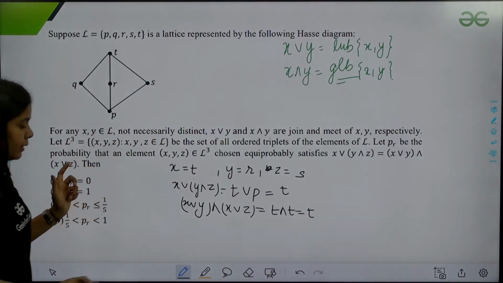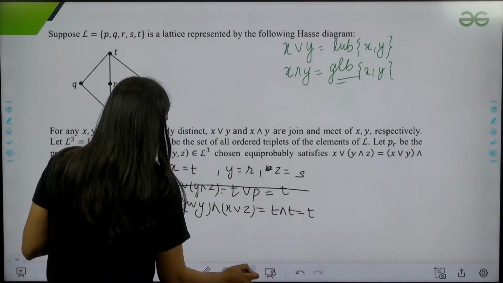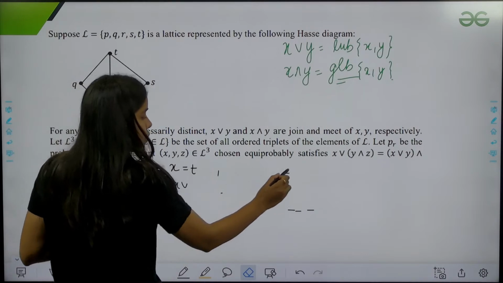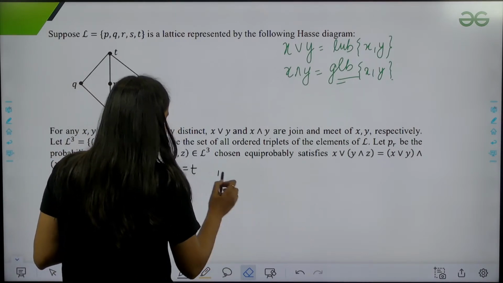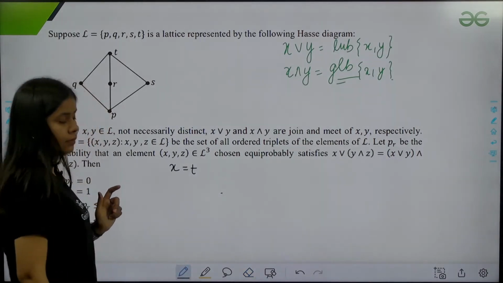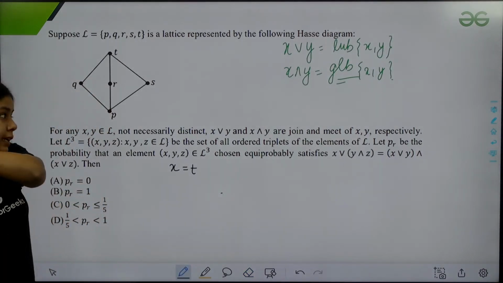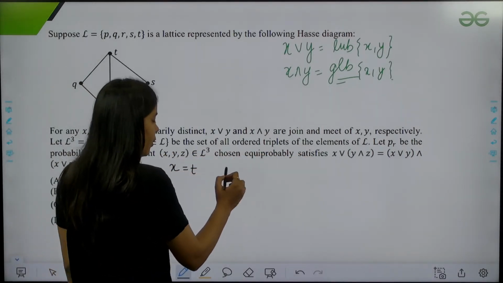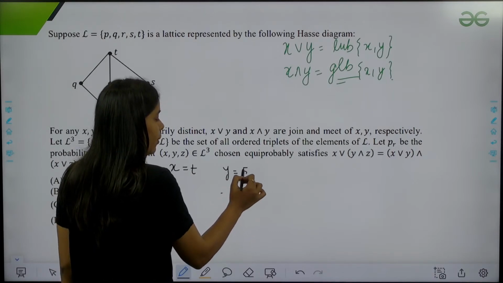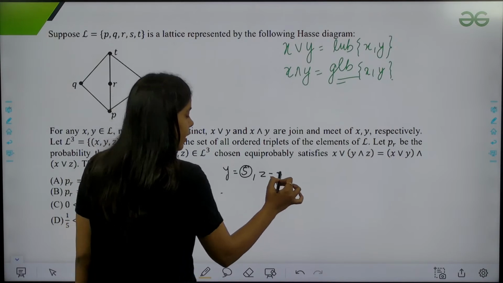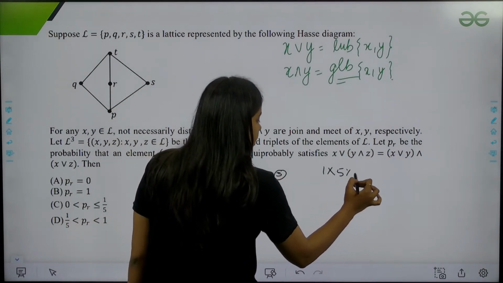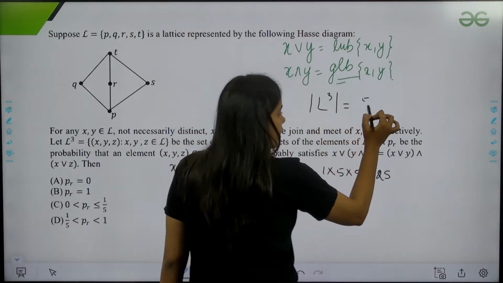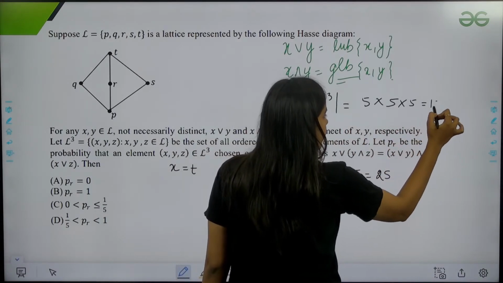So just remember, when you take x equals to T, no matter what values you give to y and z, you will always get this condition satisfied, right? And if you get this condition satisfied, for how many cases will this condition be satisfied? Y can take how many values? 5. Z can take how many values? 5. So for 1 into 5 into 5, this condition gets satisfied. So we have 25. And how many elements in this L³? 5 into 5 into 5. Total number of elements 125, right?